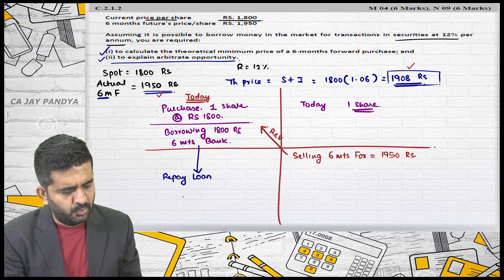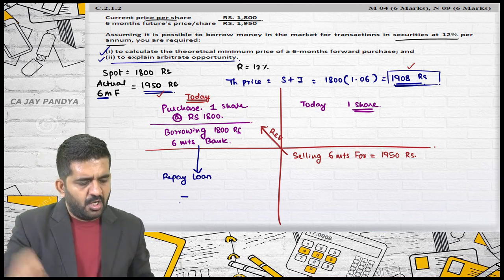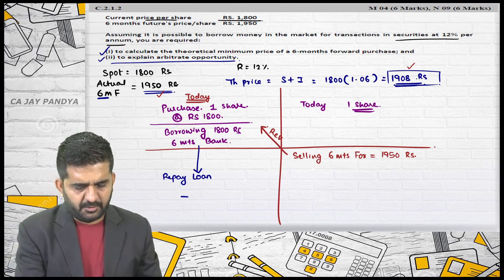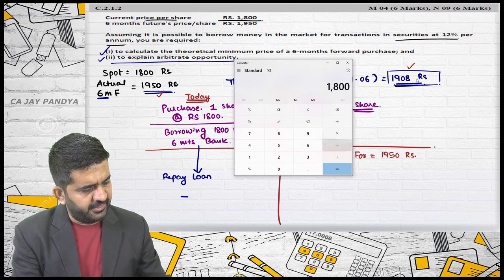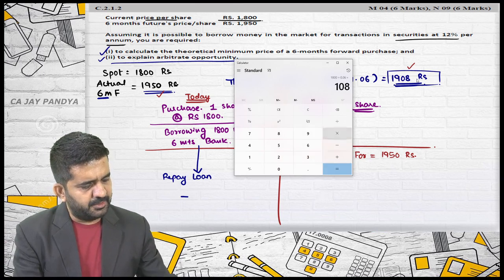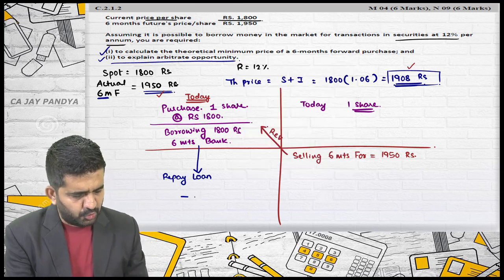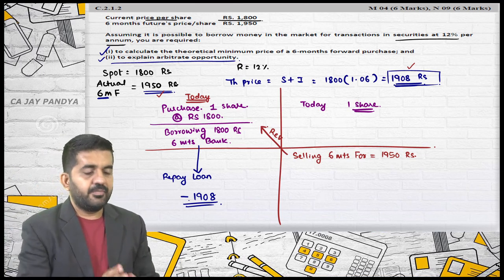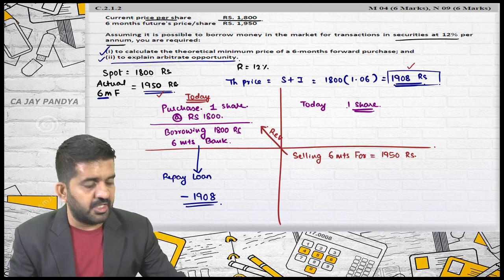Repay the loan. So there will be cash outflow. How much? 1800 plus 6% will be 1908. Let me also check 1800 multiplied by 6%: 1908. So I'll have to pay 1908 rupees. So the loan is completed after paying 1908. What about the one share which I was holding today?